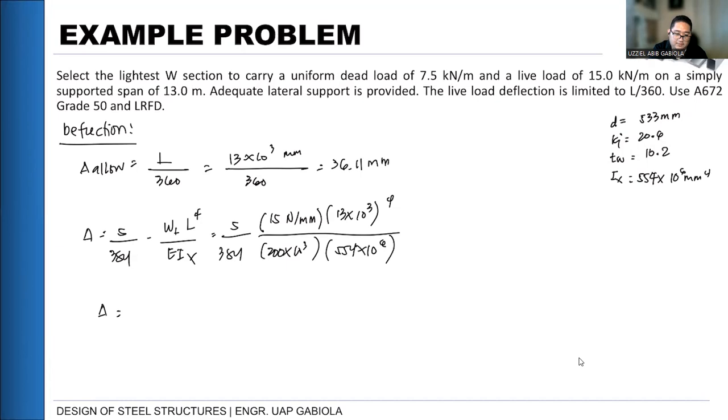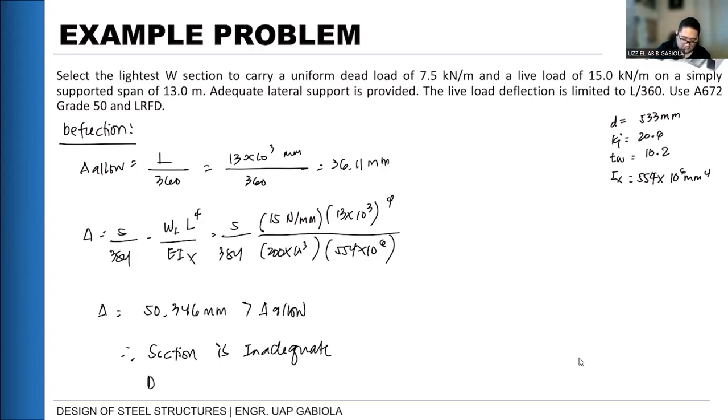times 5 over 384. So makuha natin is 50.346 mm. So greater than siya sa allowable, meaning therefore section is inadequate. Ibig din sabihin deflection controls, no? Ibig sabihin mas critical si deflection. Okay? Kaya kailangan i-base natin yung selection ngayon ng section natin kay deflection.